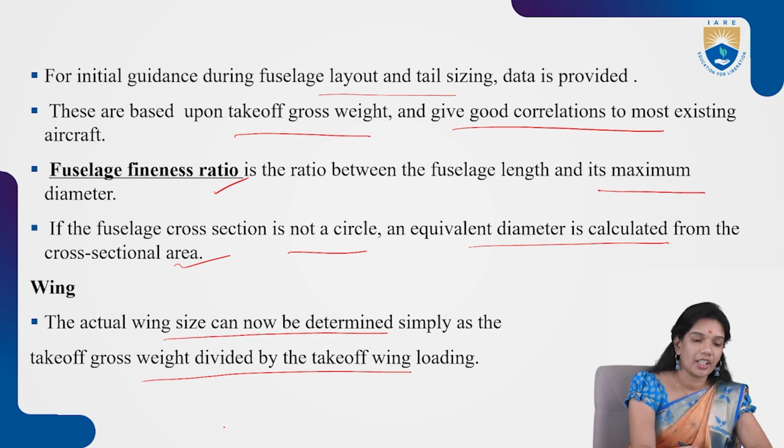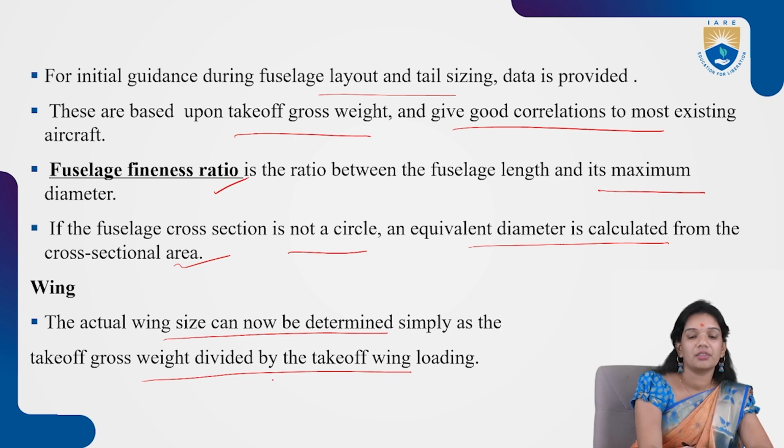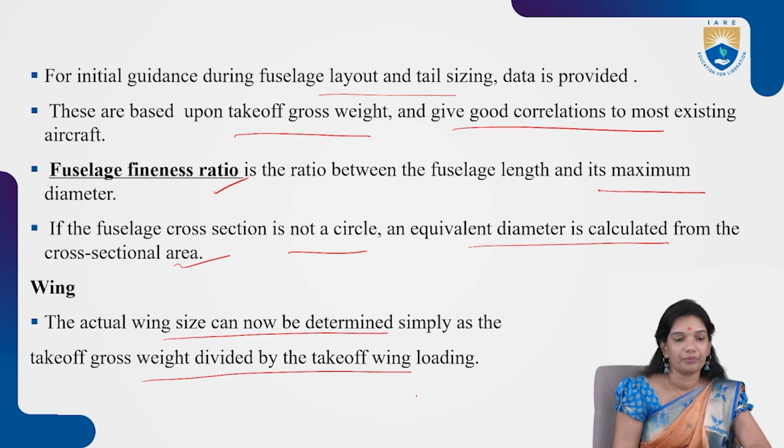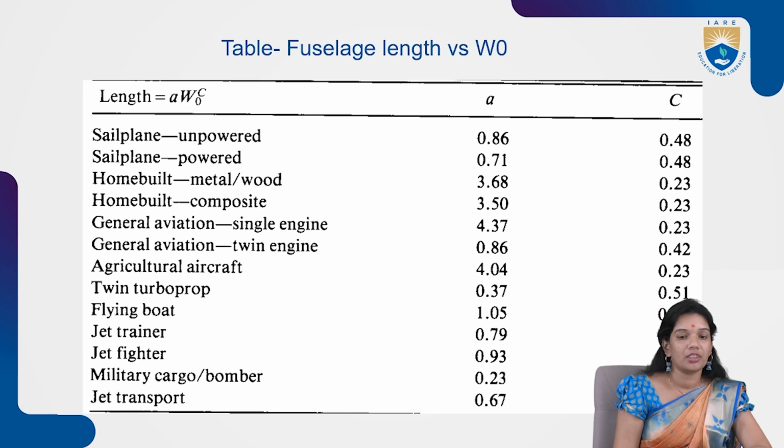So when you are going to size the wing, it is going to be determined with respect to the takeoff gross weight divided by the takeoff wing loading. And this particular table has been taken from the Raymer textbook.